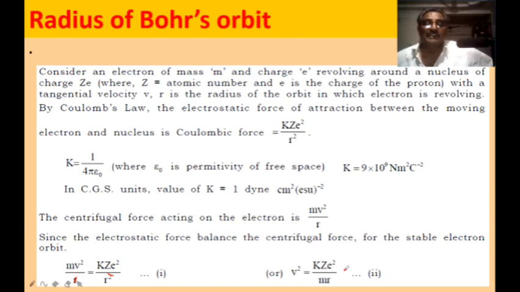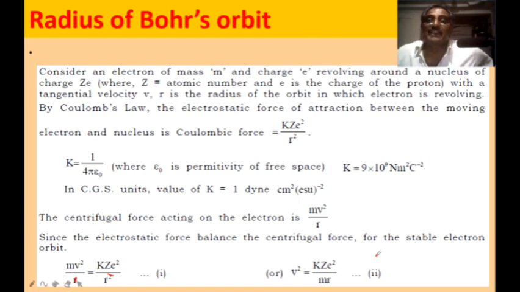v square is equal to k into Ze square by mr. Let mv square by r is equal to k Ze square by r square be the first equation, or v square is equal to k into Ze square by mr. We got a relation for v square.